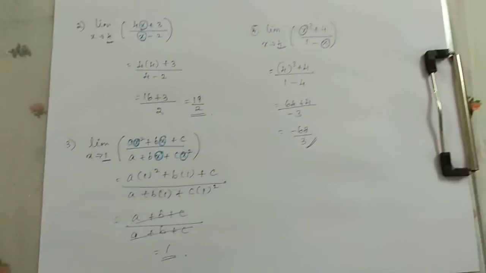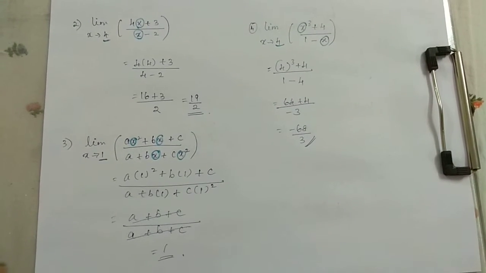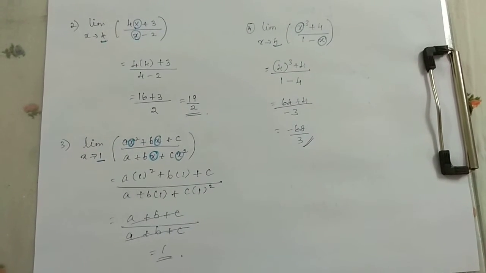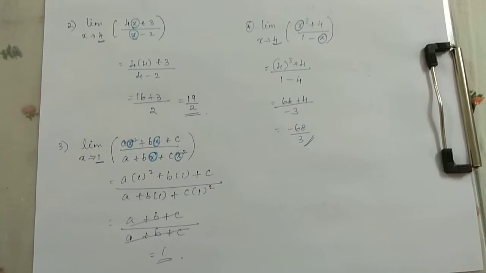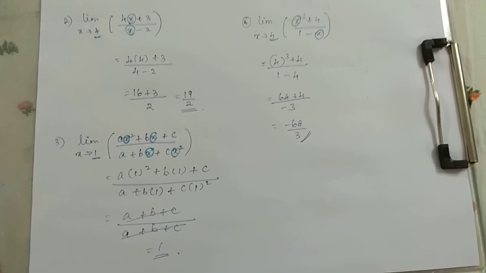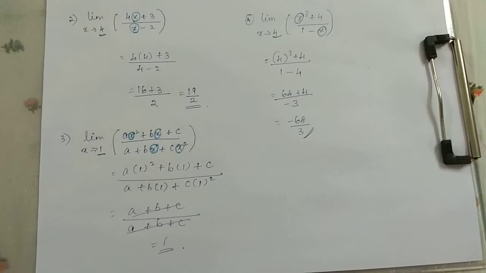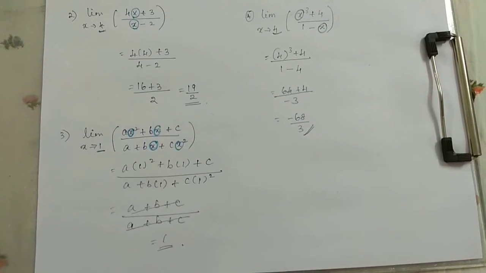So one thing that you notice over here is that your answers are not in indeterminate form. If you get an answer which is in indeterminate form, you need to move on to the preceding methods that we will see in the next video.